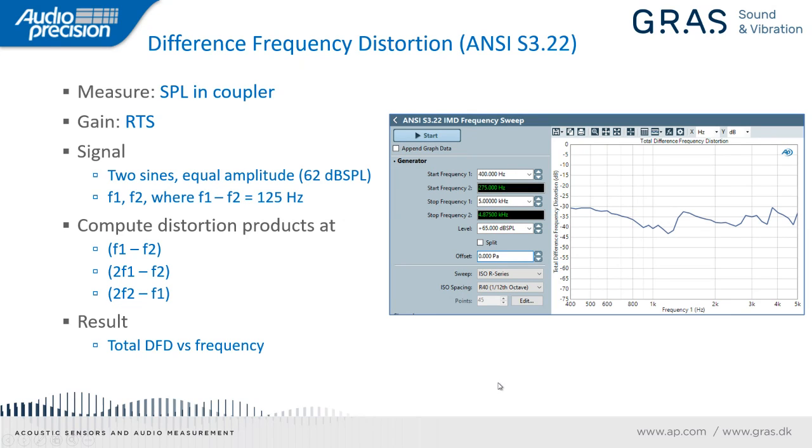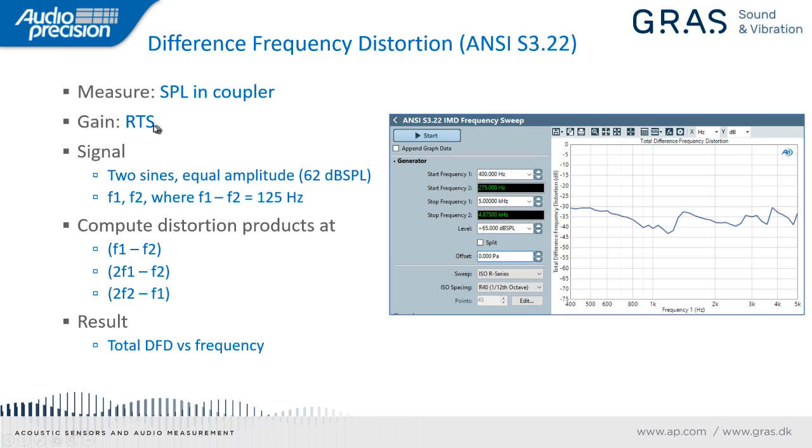Some other metrics are difference frequency distortion or intermodulation distortion. So Audio Precision has had intermodulation distortion measurements in our analyzers for many years, but we've added new measurements for the hearing aid test just recently because they're a little bit different from the ones that are typically used in audio test. So for ANSI S3.22, it is called difference frequency distortion.